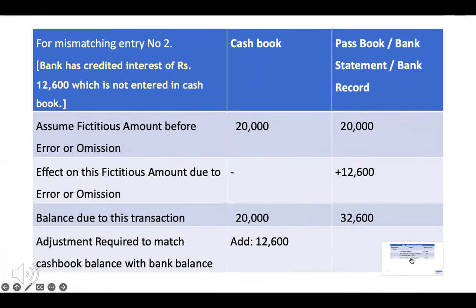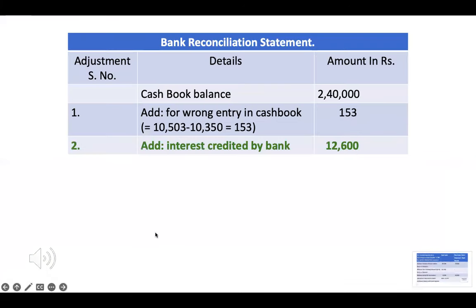In the same fashion, for the second mismatching entry, that is, the bank has credited rupees 12,600 directly in the bank account, the passbook balance increases by rupees 12,600 and it becomes 32,600 rupees. But the cash book balance remains at rupees 20,000. So we have to add 12,600 rupees to make it tally with the passbook balance. So this will be the adjustment. So for adjusting this mismatching figure, we will add rupees 12,600 to the cash book balance in the bank reconciliation statement.